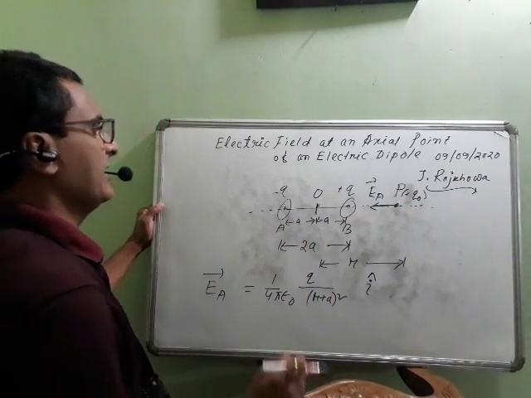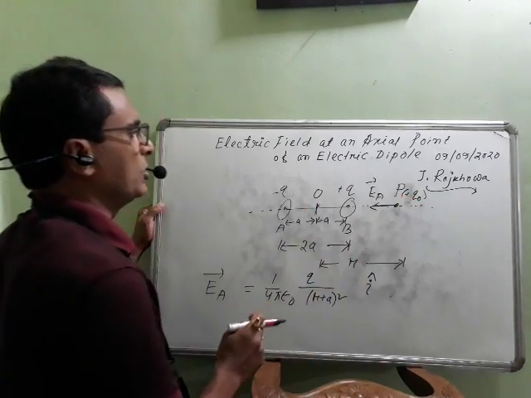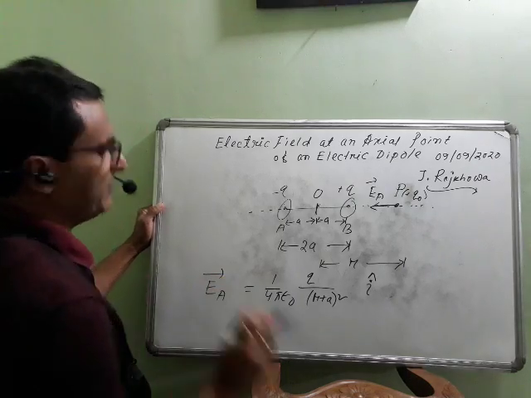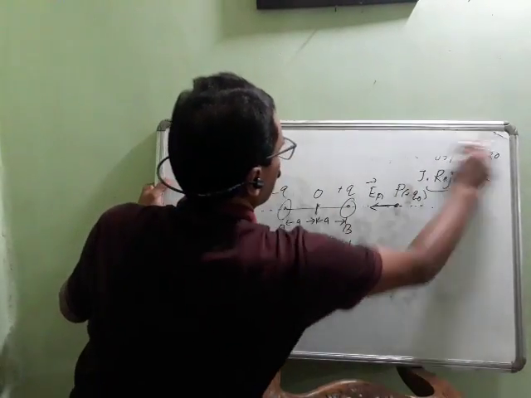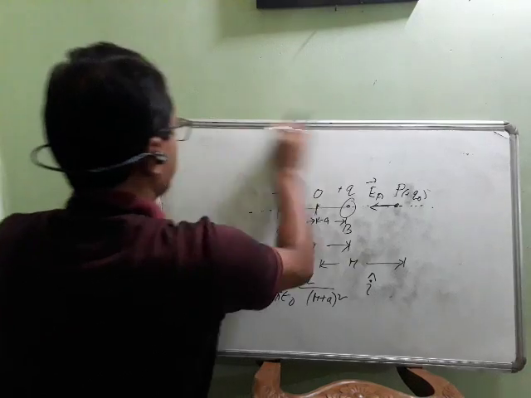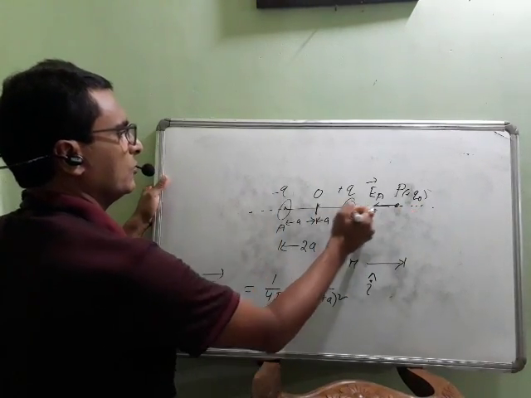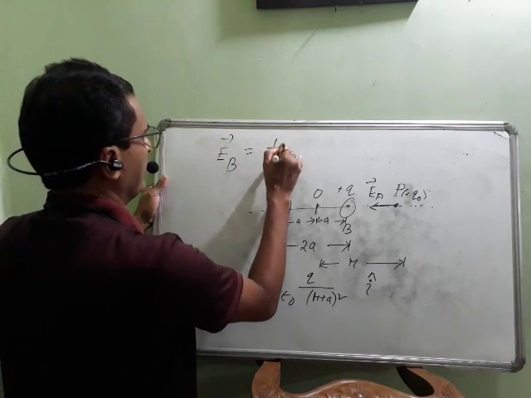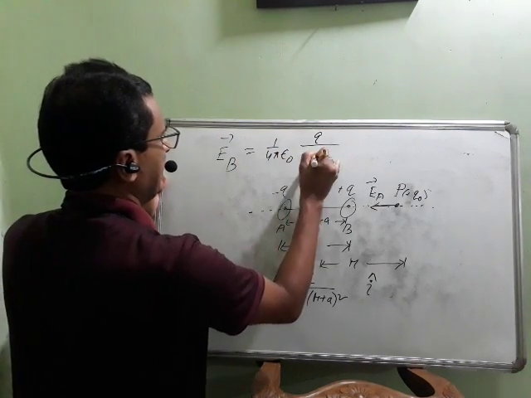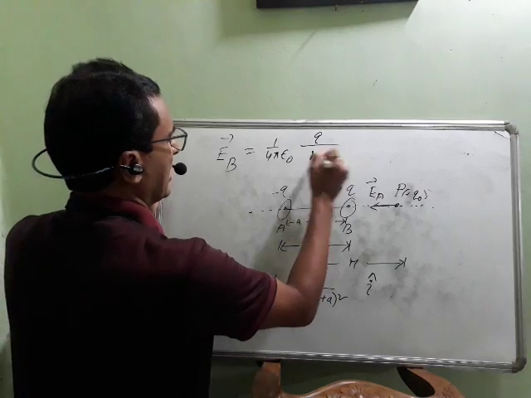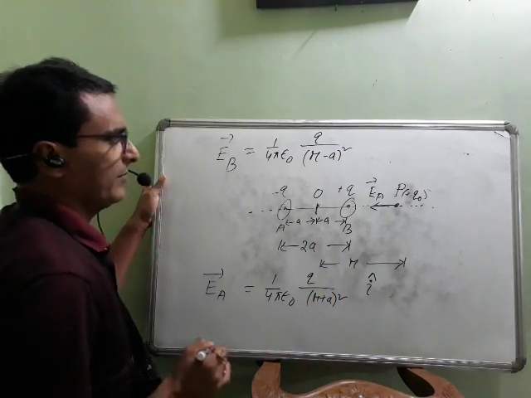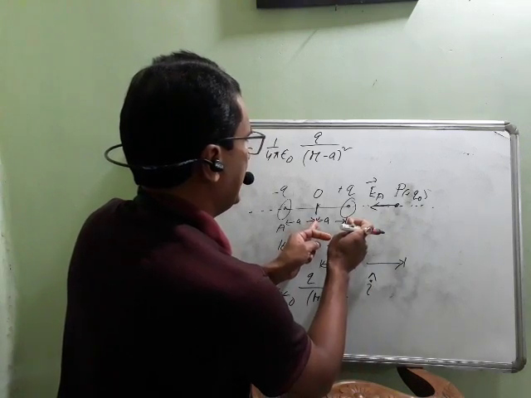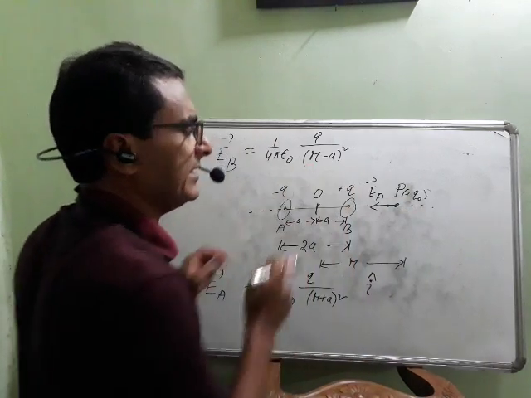Now similarly, the electric field at point P due to the plus Q charge, which is at B, is E_B. So the electric field at P due to this charge is E_B, which is equal to 1 by 4 pi epsilon naught, q by r square. Here r square means (r minus a) whole square, because this distance is r and this distance is a. So therefore this distance will be r minus a.